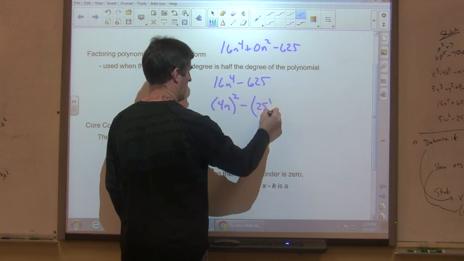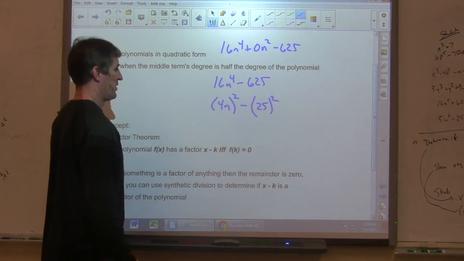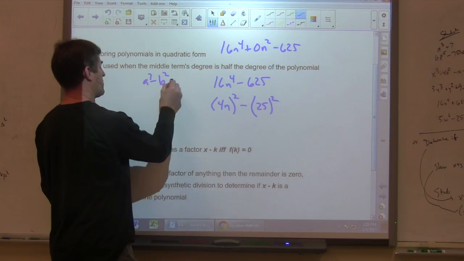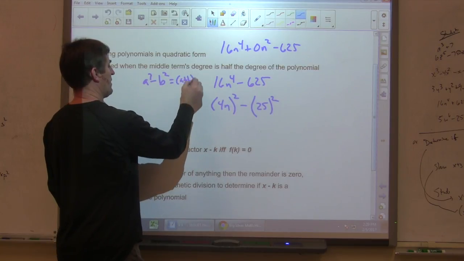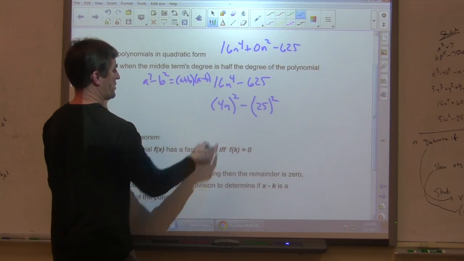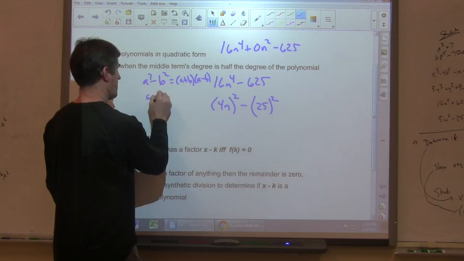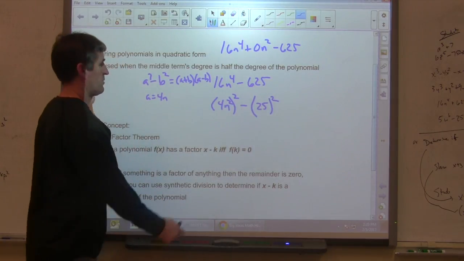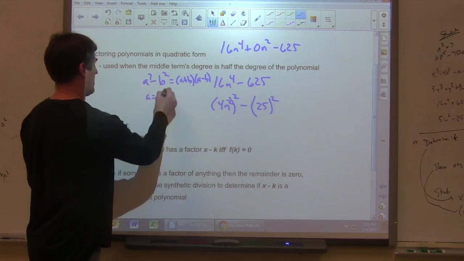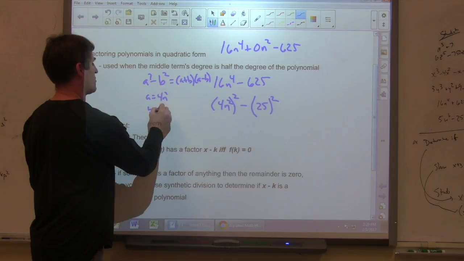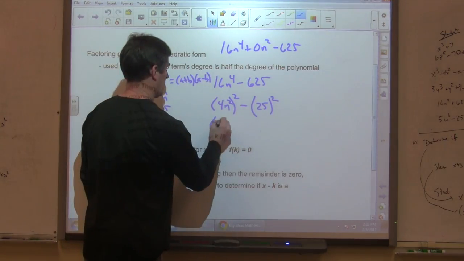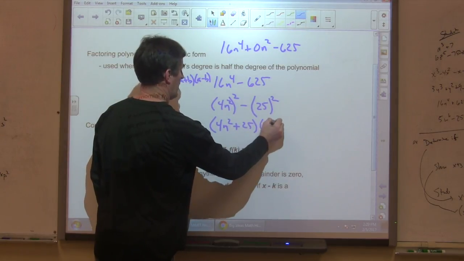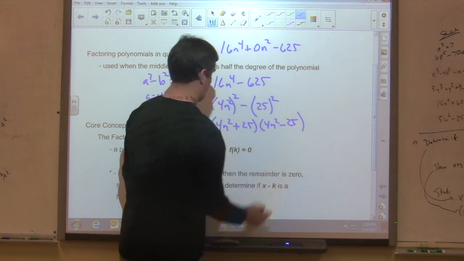625 is 25 squared. So now this is the difference of 2 squares. A squared minus b squared is a plus b, a minus b. So my a in this case is 4n squared. There should be a square there to get to n to the 4th. And my b is 25, so that factors into 4n squared plus 25 and 4n squared minus 25.